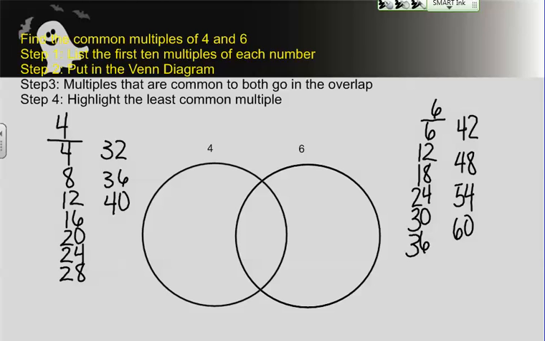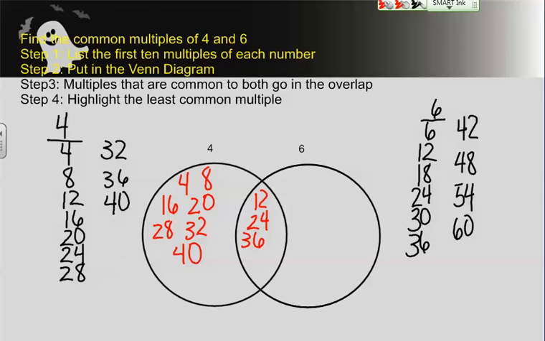Now what we're going to do is we're going to classify those into the Venn diagram. So 4 would go here, 8 would go here, 12 would go here because they both have a 12, 16 goes here, 20 goes here, 24 goes in the middle because they both have a 24, 28 goes here, 32 goes here, 36 goes in the middle because they both have a 36, and then 40 goes here.